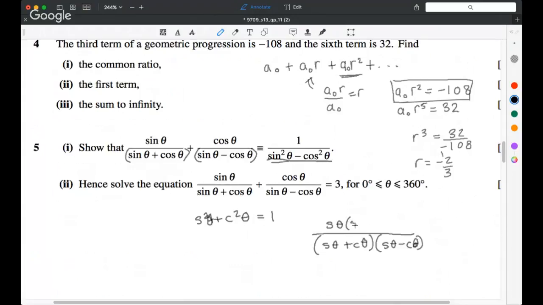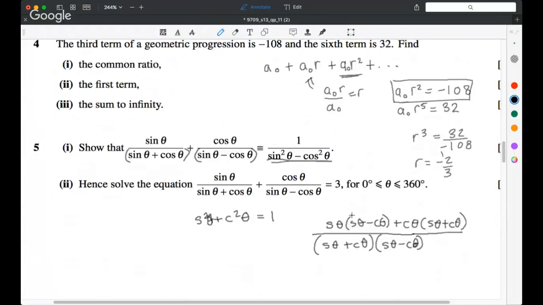This one gets a sine theta minus cosine theta, plus cosine theta times sine theta plus cosine theta. The thing on the bottom, because it's one of those where it's like x plus y, x minus y, the middle term disappears if you just multiply it out to get a quadratic, and you end up with sine squared theta minus cosine squared theta.